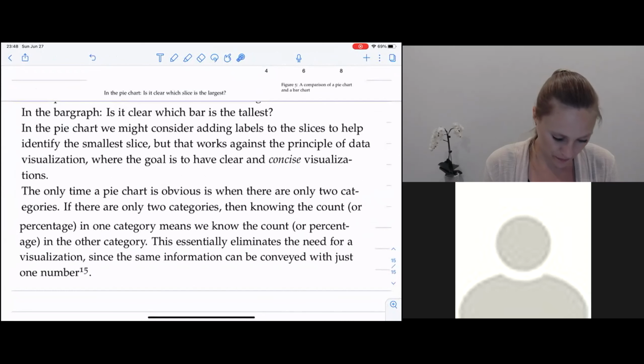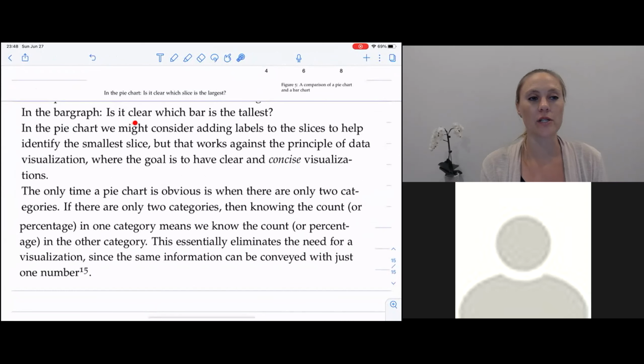In the pie chart, you might think about adding labels to the slices to help you identify the smallest slice or the largest slice. But like I said, that works against the principle of data visualization, where the goal is to have a clear and concise visualization. The only time that a pie chart is obvious is when there are only 2 categories.